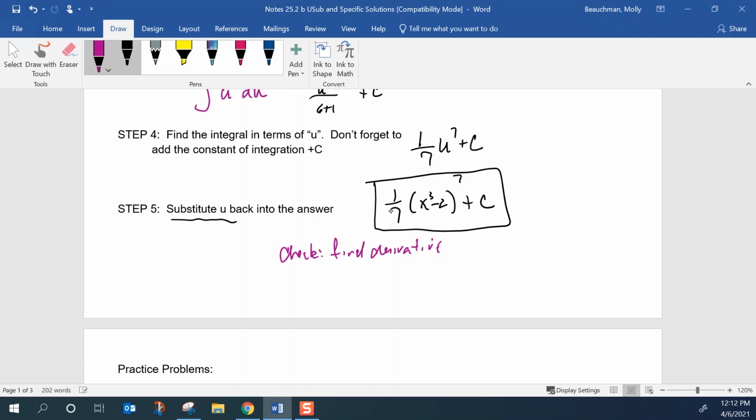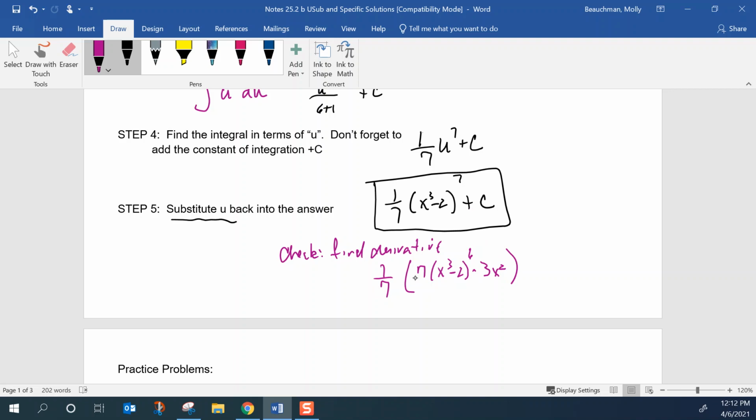So if I find the derivative of 1/7 times (x^3 - 2)^7, I've got to use the chain rule. Keep the 1/7 times, apply the power rule to (x^3 - 2)^7. I get 7 times (x^3 - 2)^6 times the derivative of the inside. The derivative of x^3 - 2 is 3x^2. The derivative of the arbitrary constant is 0.